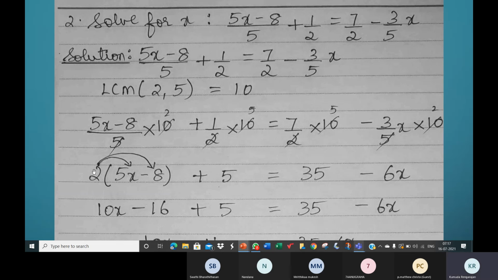So here, how do we multiply? Multiply 2 with 5x, and multiply 2 with minus 8. So 2 into 5x. They're unlike terms, but you can multiply them, or even divide them.